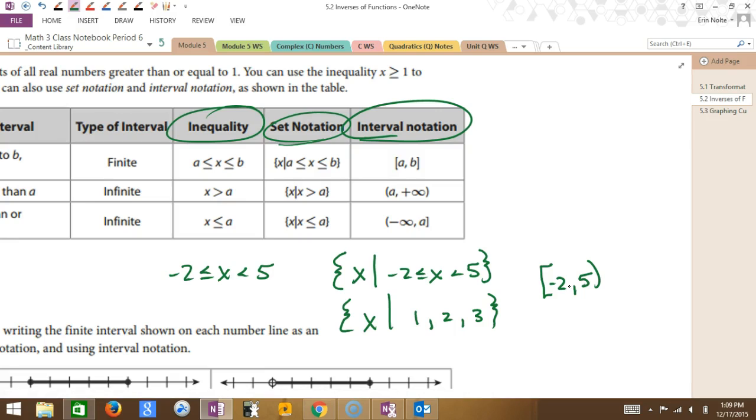Does that make sense to everybody? One important thing is that the first number must be the smaller number, and the second number must be the bigger number. So you always go smaller to bigger. You couldn't say from 5 to -2. That would be wrong.